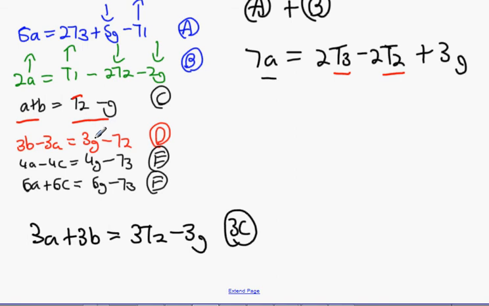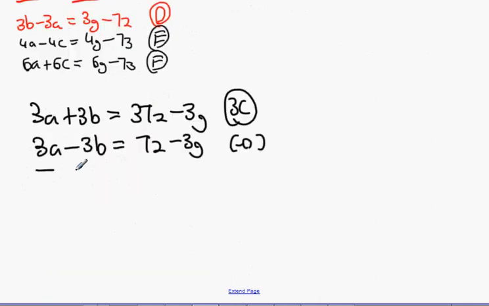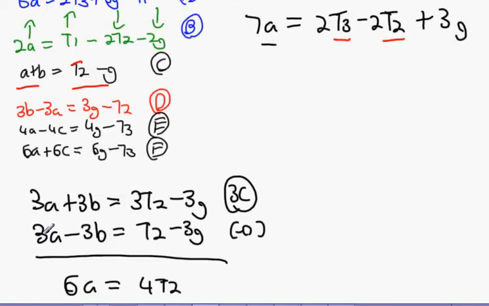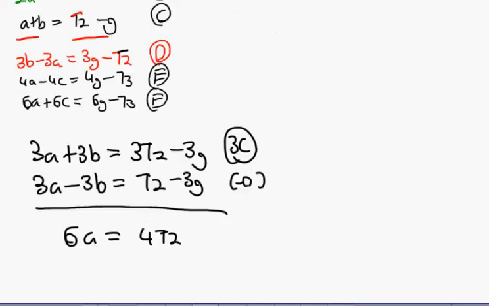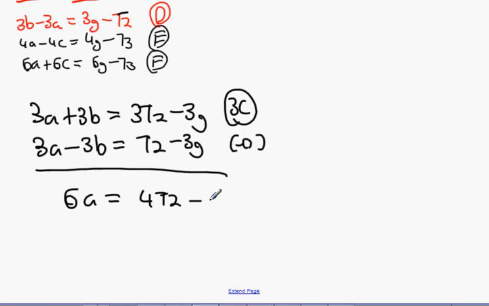Now I'm going to do minus D. Minus equation D will give me 3A minus 3B equals T2 minus 3G. Now all of a sudden I'm going to have 6A equals 4T2. It's not 3G minus, it's 3G minus T2. Which one? D. I did minus D. So it changed T2 into plus T2, and 3G, I multiplied both sides by minus 1. So now I'm going to get 6A equals 4T2 minus 6G.